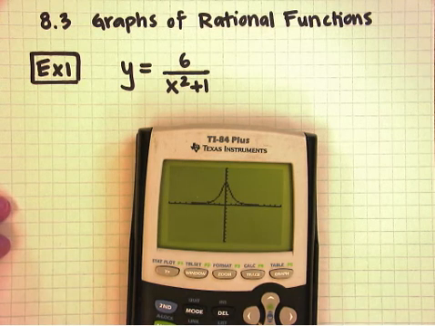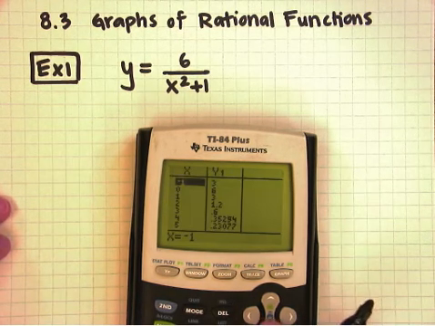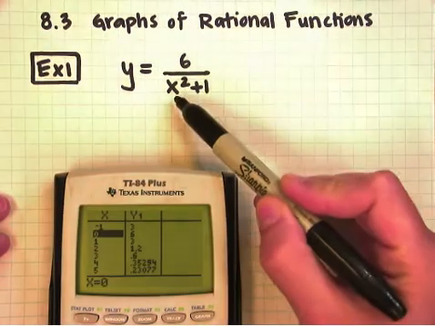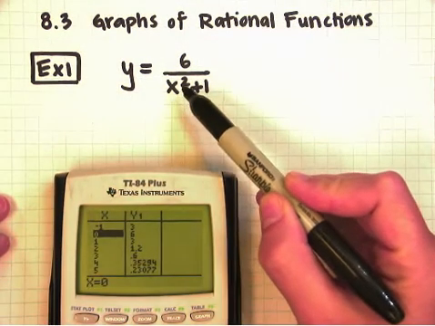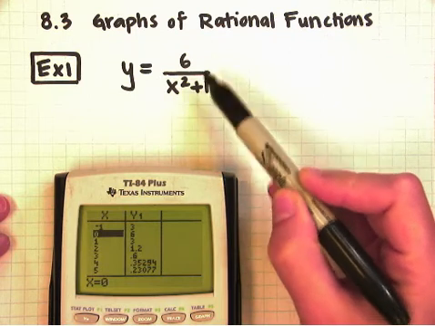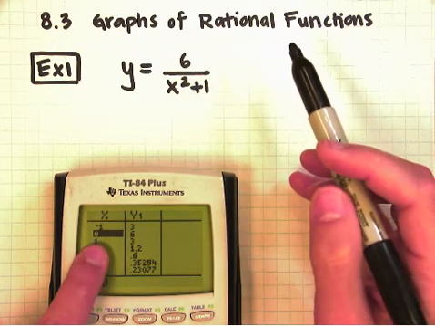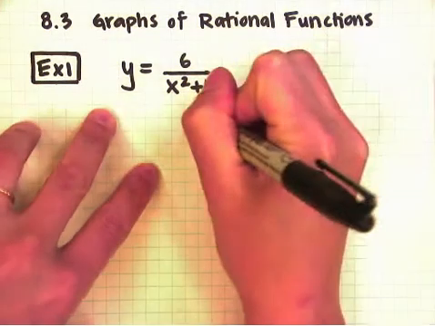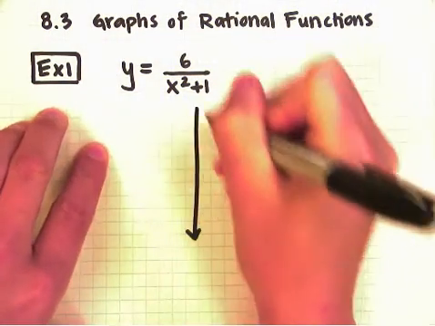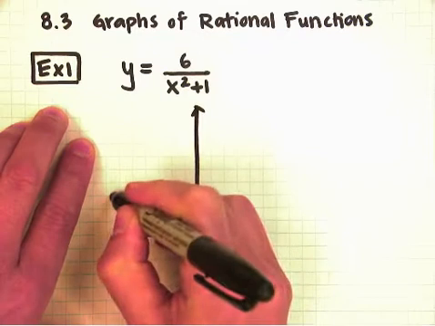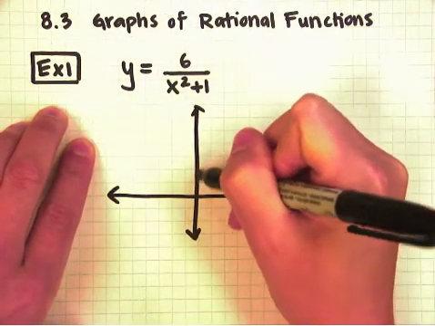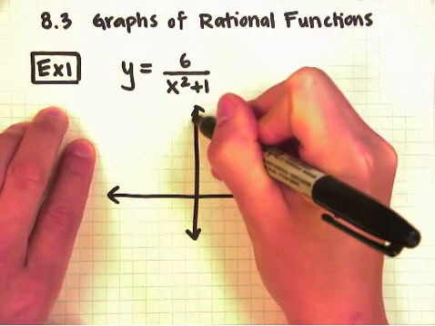So I'm going to use my xy table just to verify how big my points are going to be. When I look at my xy table, I see that at 0, I get 6. Now, this makes sense because when I plug in 0 squared is 0, plus 1 is 1, and then 6 divided by 1 is 6. So obviously when I plug in 0, I get out 6. When I graph this by hand, I'm just going to do a sketch. So I'm going to throw down my axes. I know I go over 0, up 1, 2, 3, 4, 5, 6, and put a point.